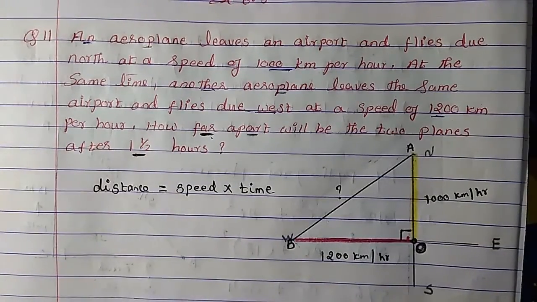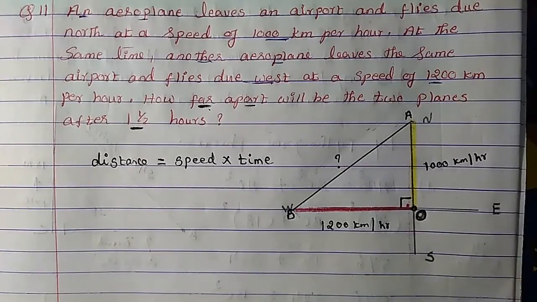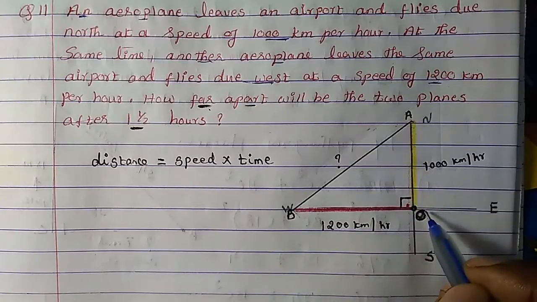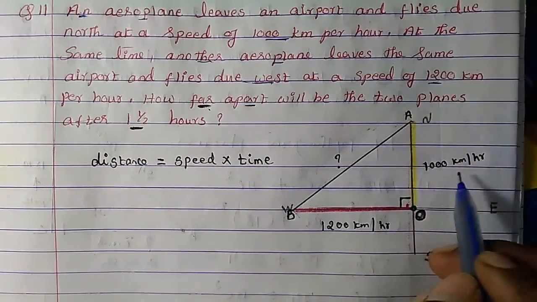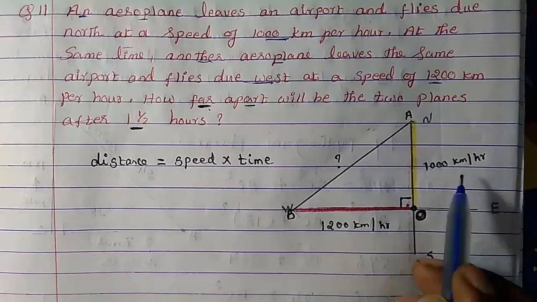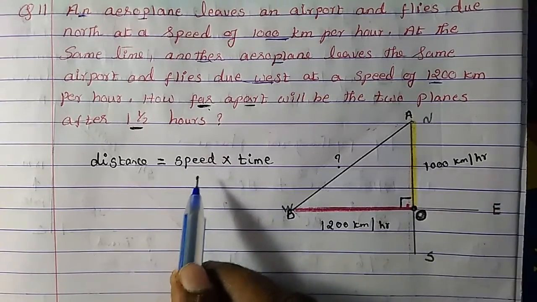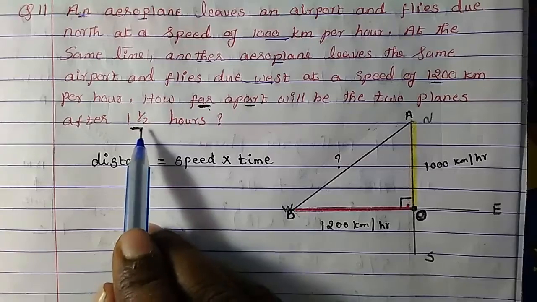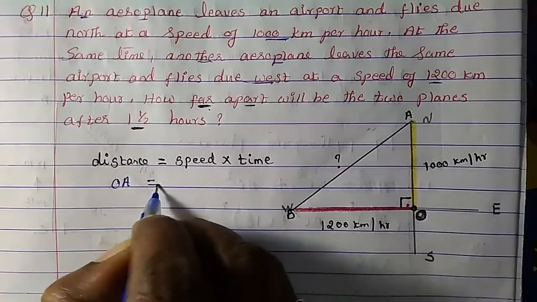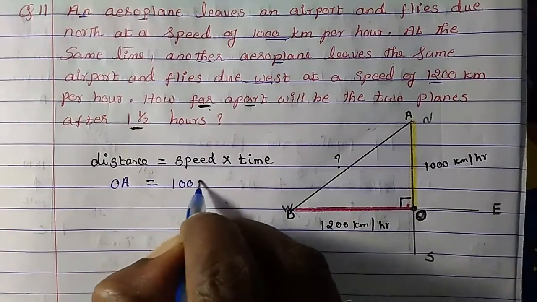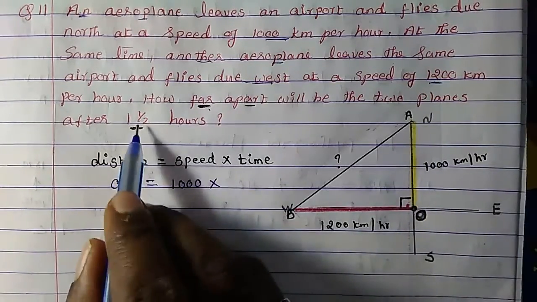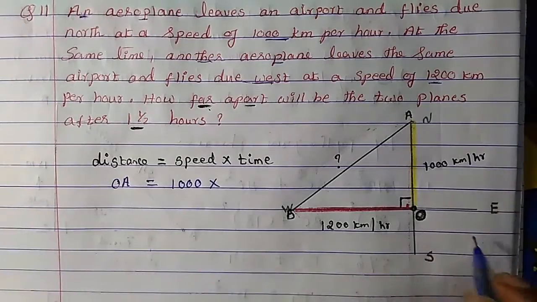So let's write down here in the triangle. Let us find out the OA distance. This is 1000 kilometer per hour, which is given, so the speed is given. We want to find out how much this will be for 1.5 hours. For OA, the speed is 1000, and we have to find out how much after 1.5 hours. So 1.5 hour we can convert that.